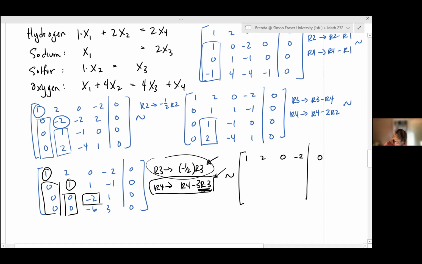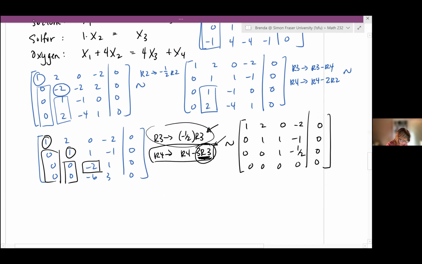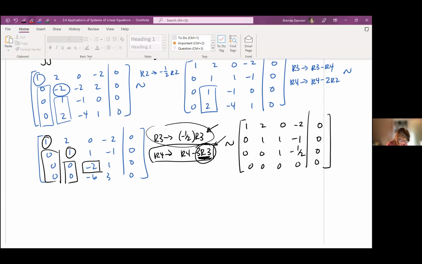Okay, so that original row 3. Okay, here we go. 0, 1, 1, minus 1, 0, and then this nets me this here. 0, 0, 1, minus a half, 0, 0, 0, 0, 0, 0. So again, I have a situation where I have a free variable. It turns out, in fact, it's the same variable. It's x4. So that tells me there's an infinite number of solutions.